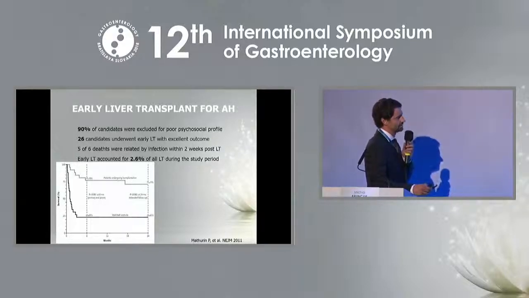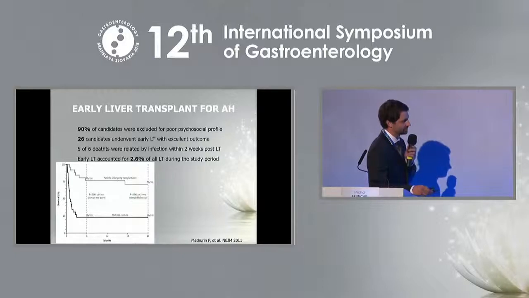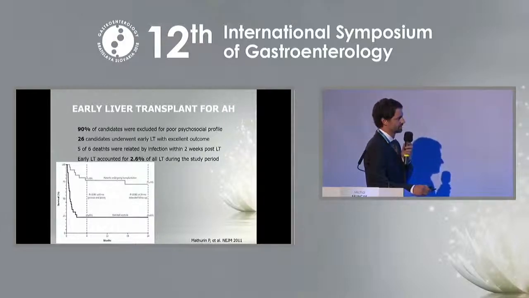And the burden on the liver transplant program is quite low. Only 2.6% during the study of all the liver transplanted were used for the alcoholic hepatitis. The results are very optimistic, very excellent. The survival rate was more than 70%. 6-month survival rate was 77% compared to 23% if we don't transplant these patients.